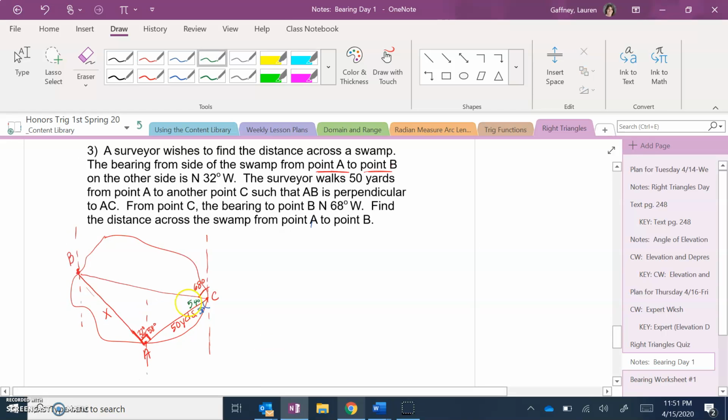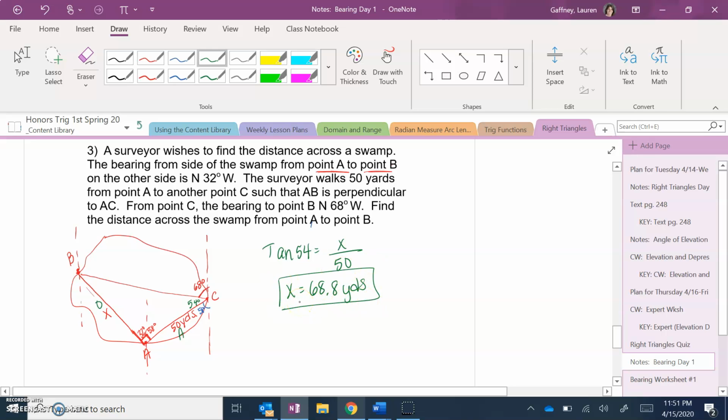So now we have a non-right angle inside the triangle. According to this angle, this side is opposite and the 50 is adjacent. So tan of 54 equals opposite over adjacent. You can cross multiply and solve and get 68.8 yards.